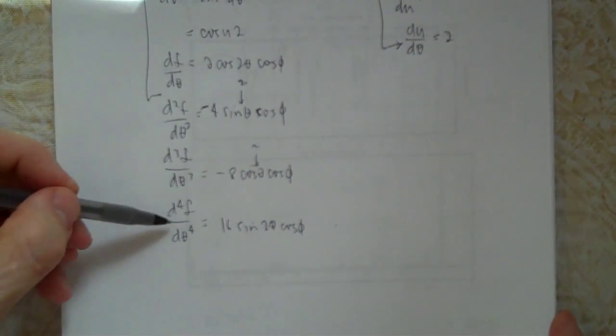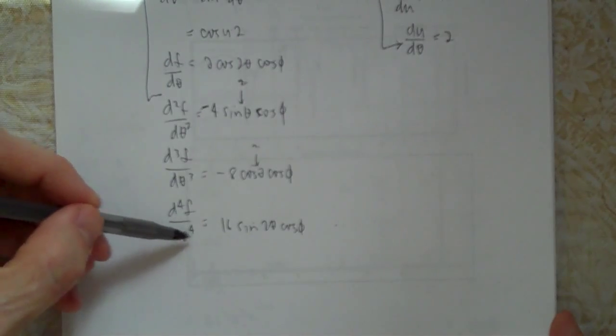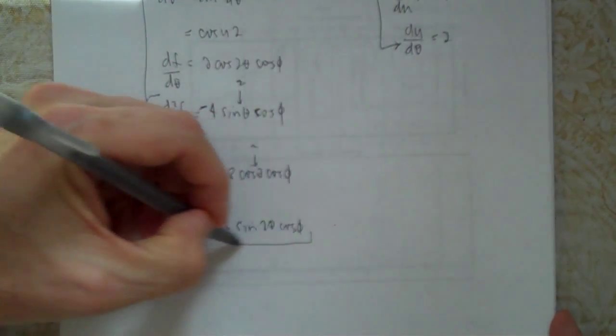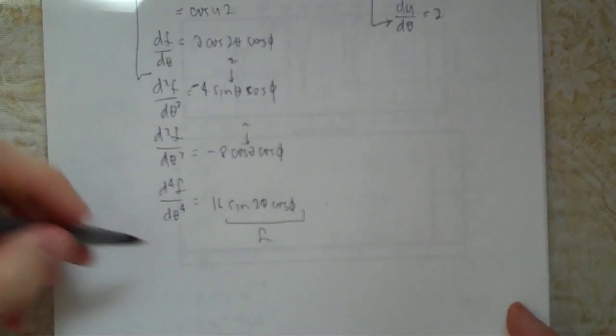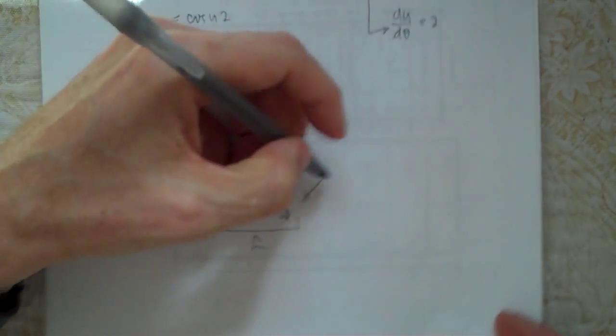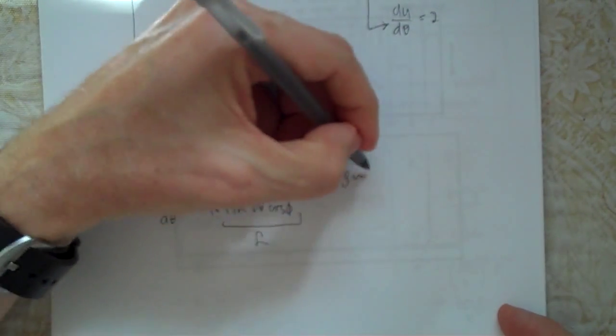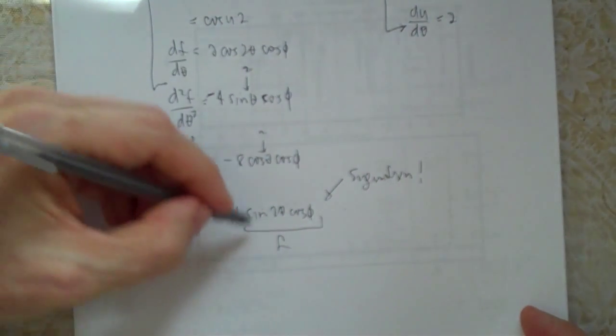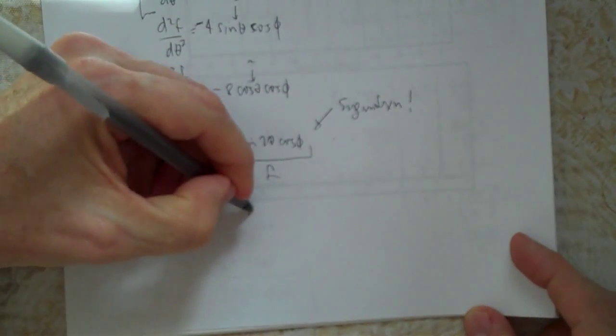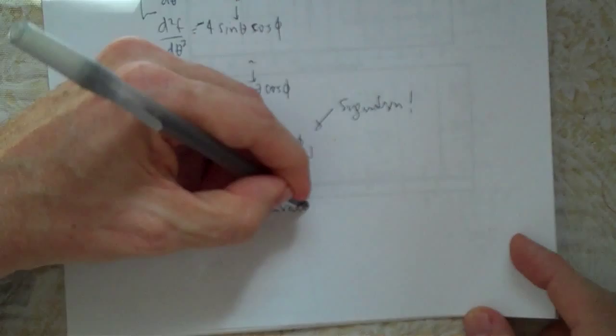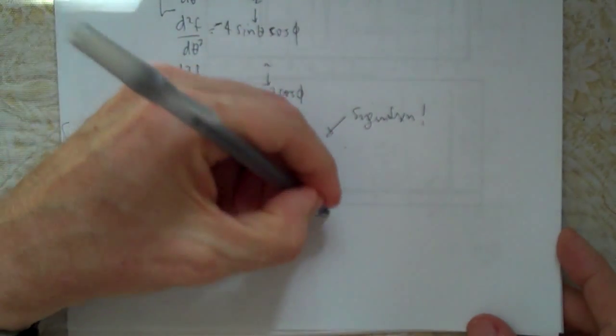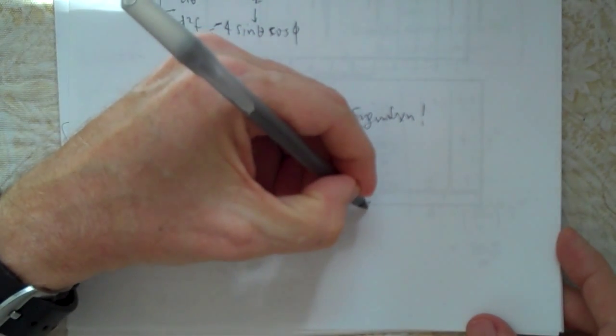So the fourth derivative of f with respect to theta is 16 sine 2 theta cosine phi, and that again is f. So it looks like this is an eigenfunction. Wow, I love this game. And that then is my eigenvalue. I think this one merits a smiley face.